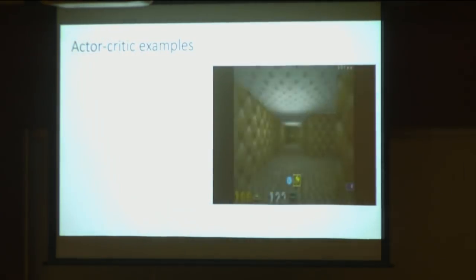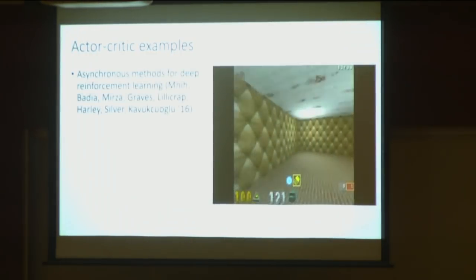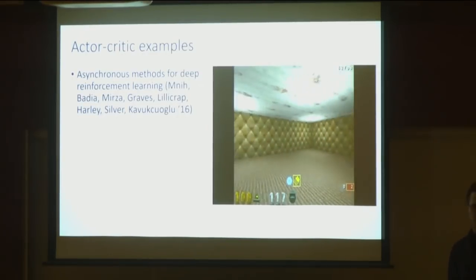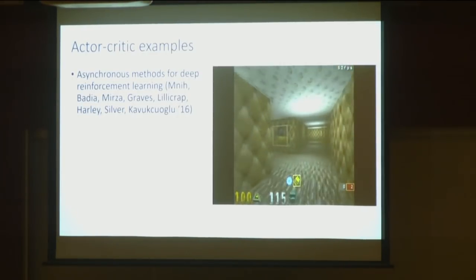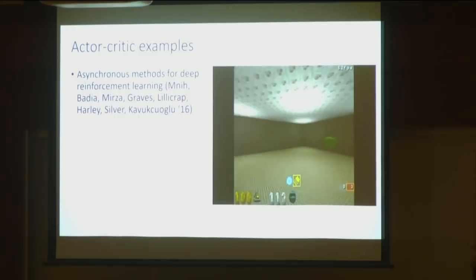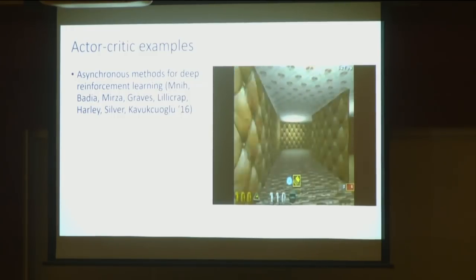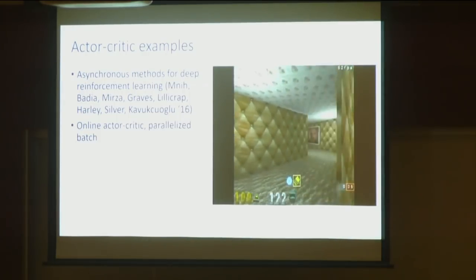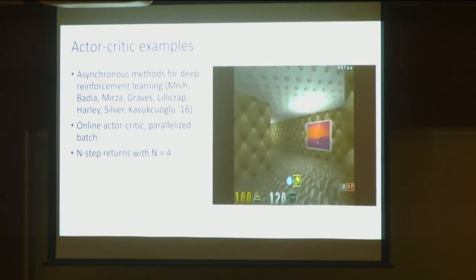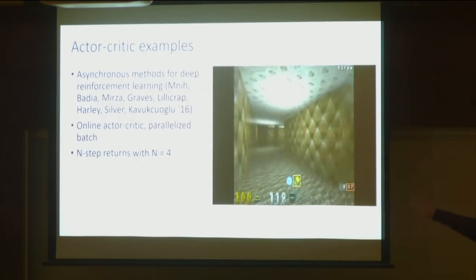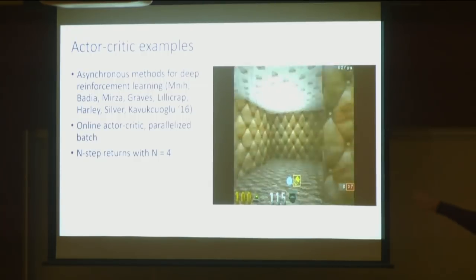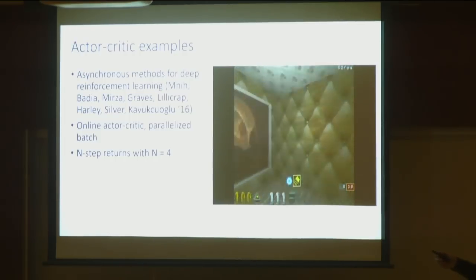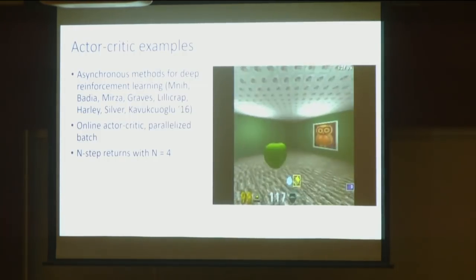Here's another example. This is from a paper called Asynchronous Methods for Deep Reinforcement Learning, which introduced an algorithm called A3C. That's an online actor-critic algorithm that uses multiple parallel workers to construct a batch. It actually also uses an n-step return estimator for a small value of n, around 4. So it's an online actor-critic parallelized batch algorithm. And here in this video, they have their network. It's actually a recurrent neural network that's learned to navigate this maze to locate some kind of object. That's a funny pear-shaped thing that apparently gives it a lot of reward.